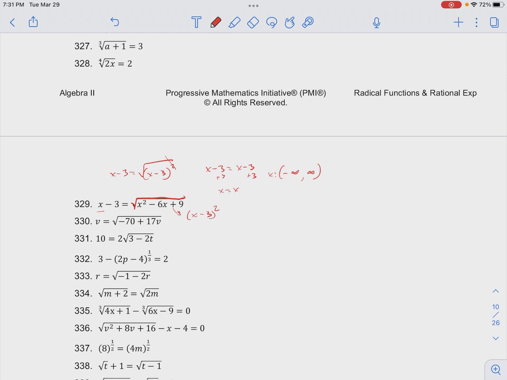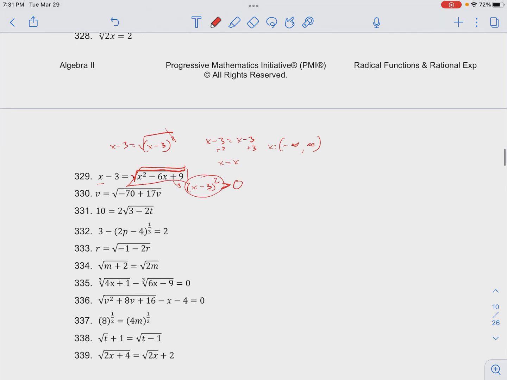And we do have a restriction though. In this square root, we cannot have negative numbers. So when we factor that, this (x minus 3) squared cannot be less than 0. So it has to be greater than 0, meaning that it has to be positive.